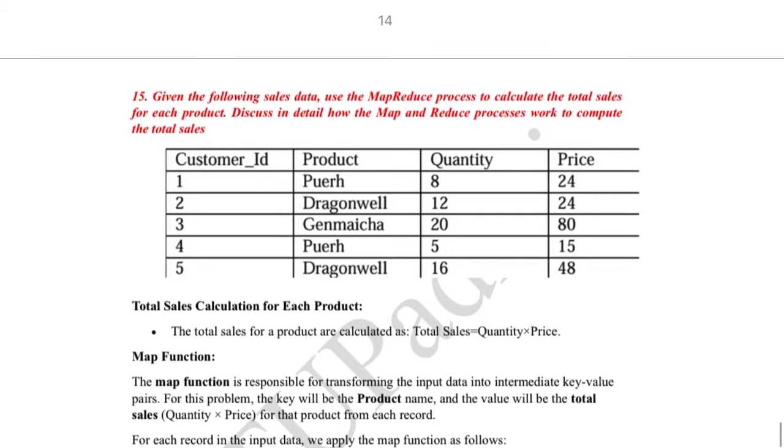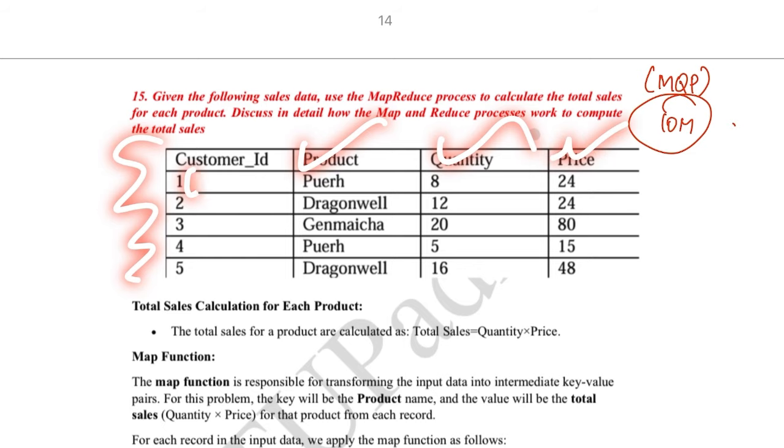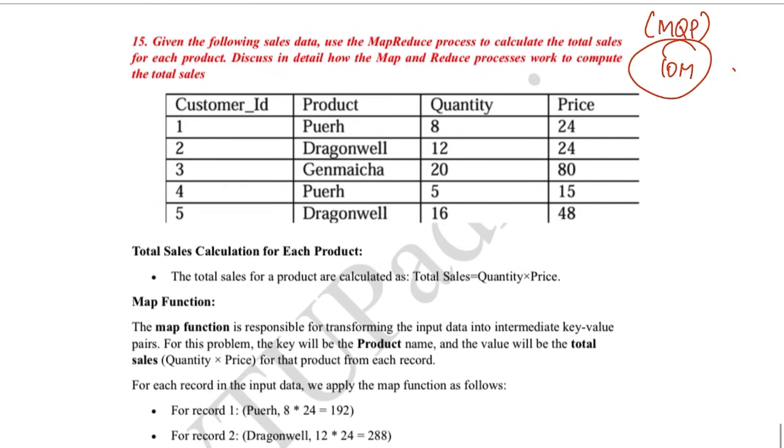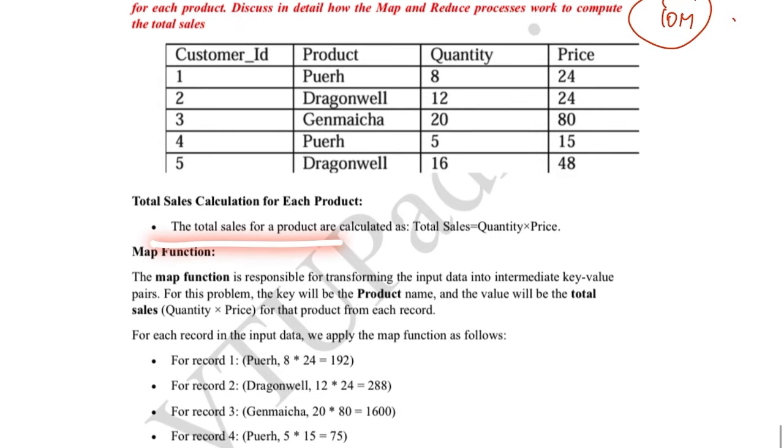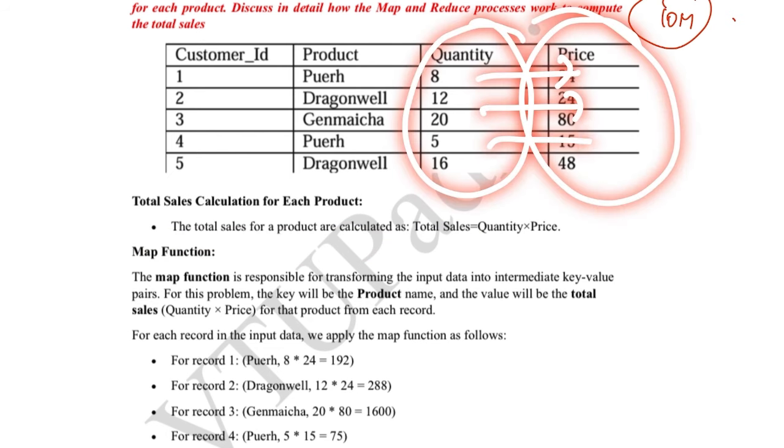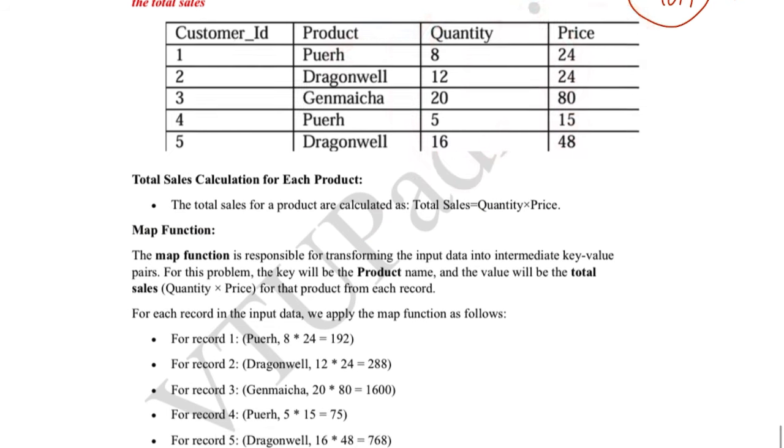Next, moving on, we had this question in the model question paper which was asked for 10 marks. So we'll look into how to solve this. Here they have all the details given: product, customer, price and customer ID. We have to calculate total sales for each product. The total sales for each product is calculated as total sales equals quantity into price. We have to multiply these two to get the total sales of the product, right?